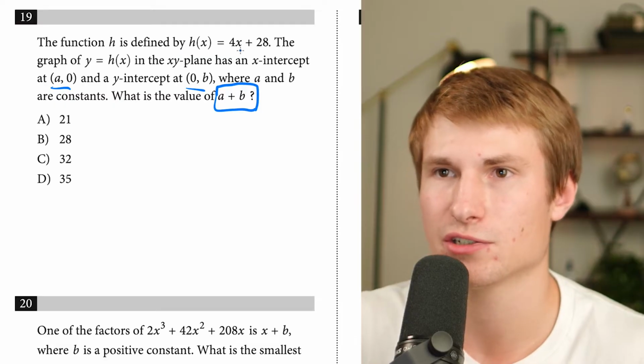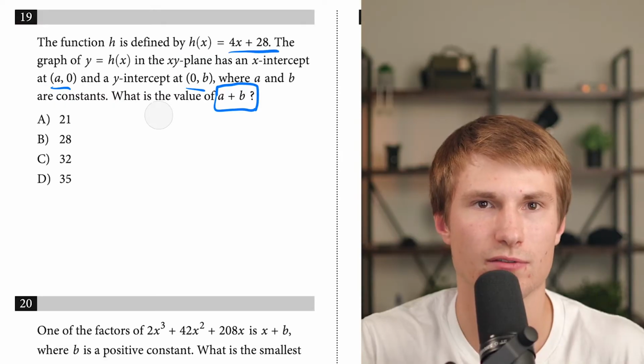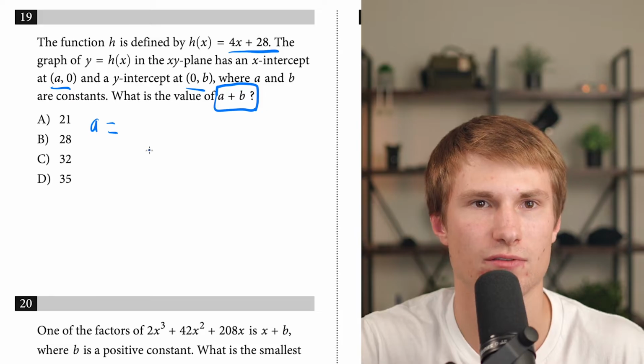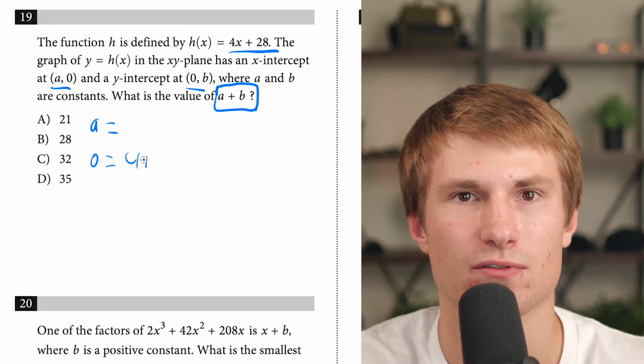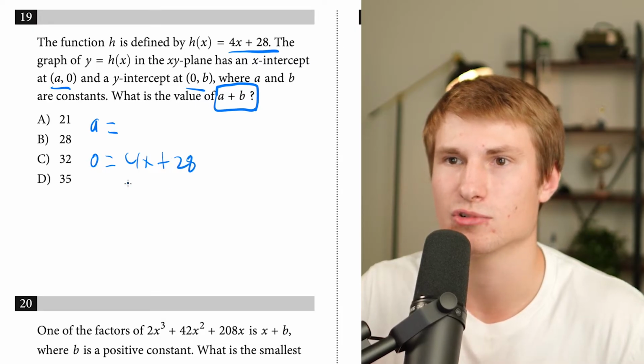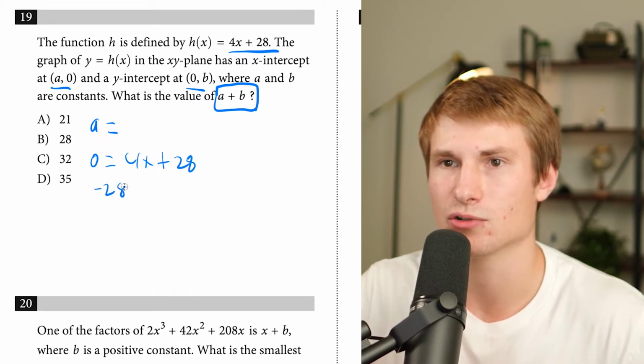All right, so you got function h defined by 4x plus 28. Let's go ahead and solve for a and b to answer this. So we'll start by solving for a. Okay, so a is going to be where y is 0. So where y is 0, we'd have 0 is equal to 4x plus 28. We'll go ahead and subtract 28 from both sides. Negative 28 equals 4x.